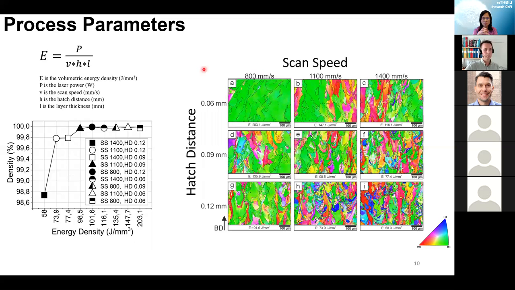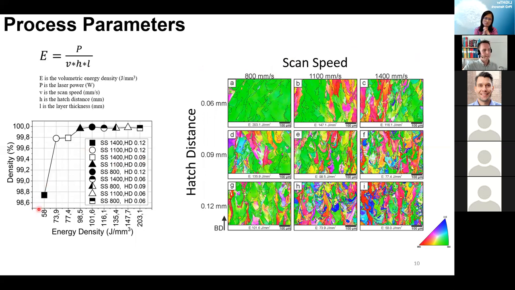And as you can see on the microstructure, up here we create a very strong preferential orientation of the grains. These are EBSD maps. So we have a strong 101 texture, whereas down in this corner, we have a more random orientation with much smaller grains. So this is within the same machine. I'm just changing the process parameters.